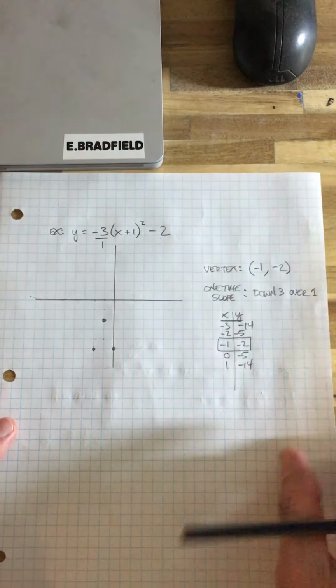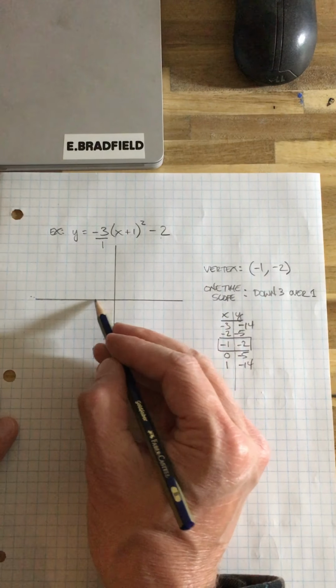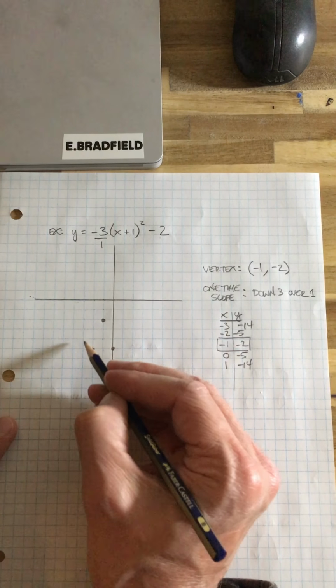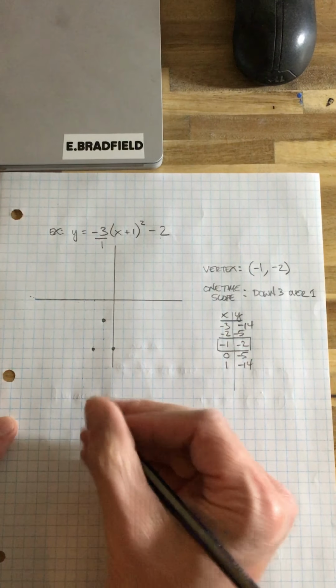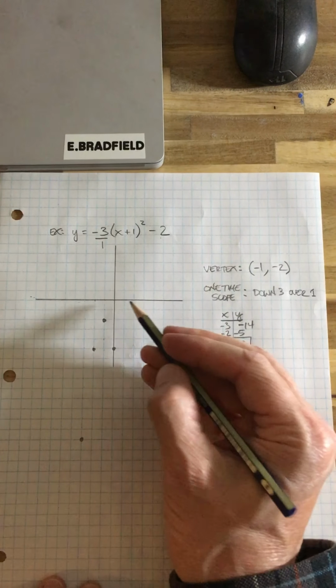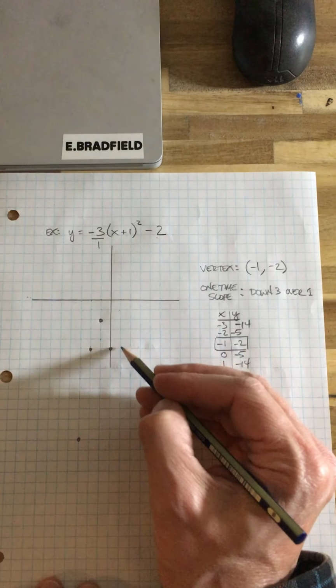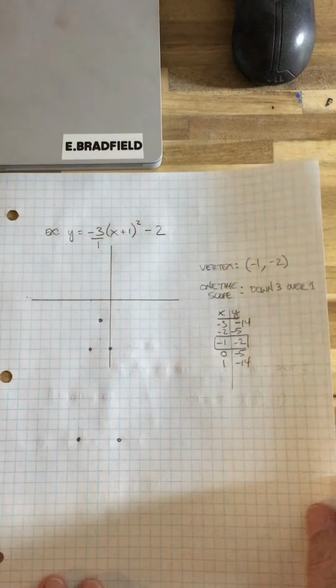So we could plot that. We don't need to, that's kind of crazy, but let's do it anyway. -3, -14, so 1, 2, 3, down 1, 2, 3, 4, 5, 6, 7, 8, 9, 10, 11, 12, 13, 14, so it's right here. And then also 1, -14, so 1, down 1, 2, 3, 4, 5, 6, 7, 8, 9, 10, and it's down here. And there is my parabola.